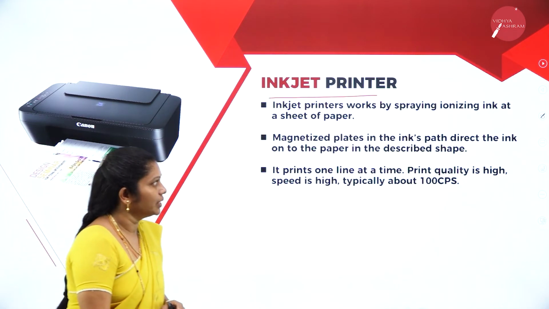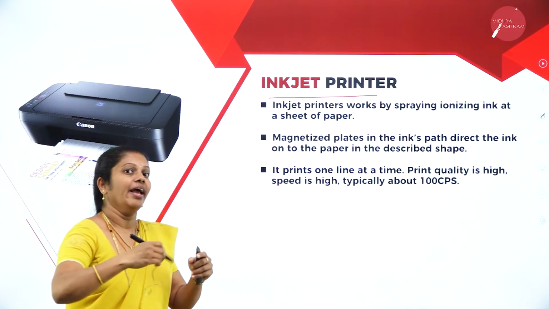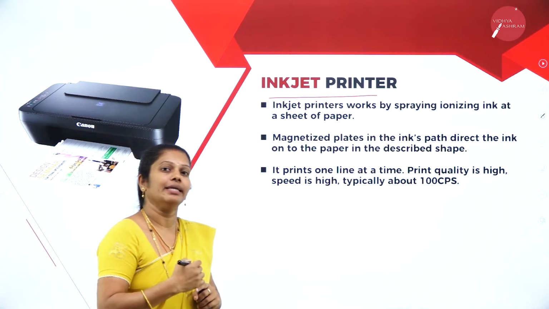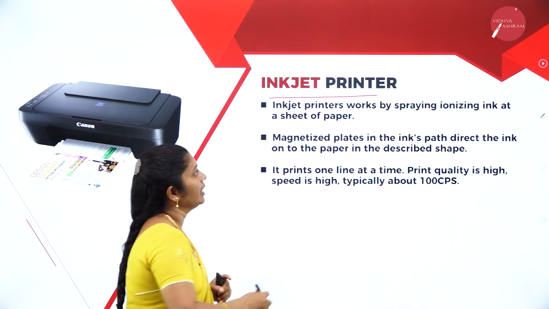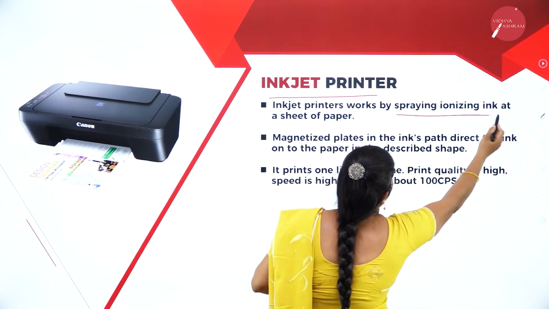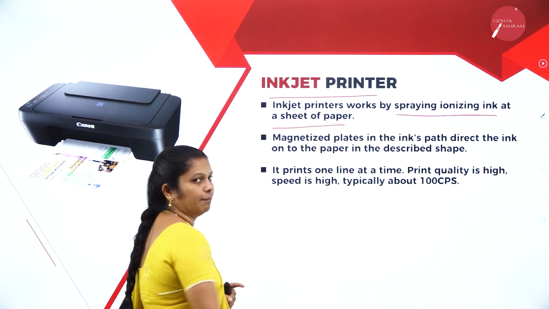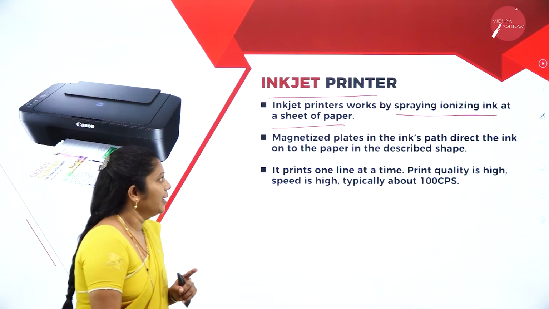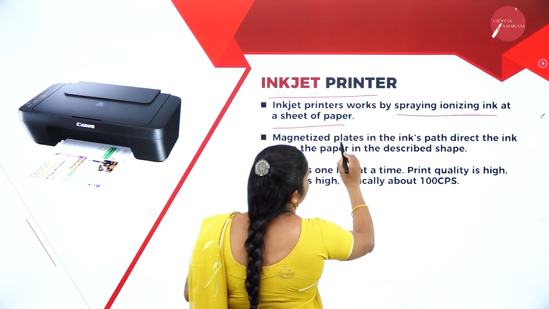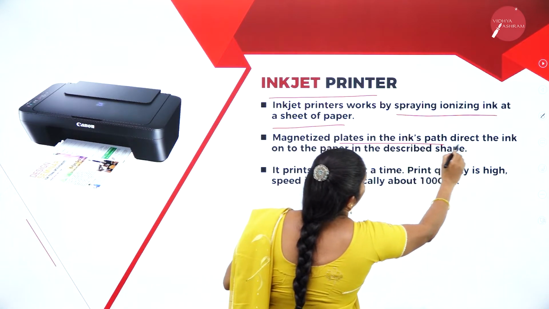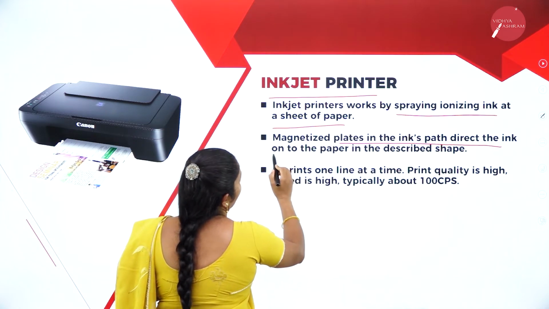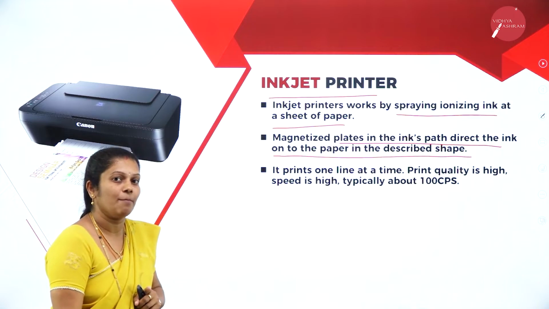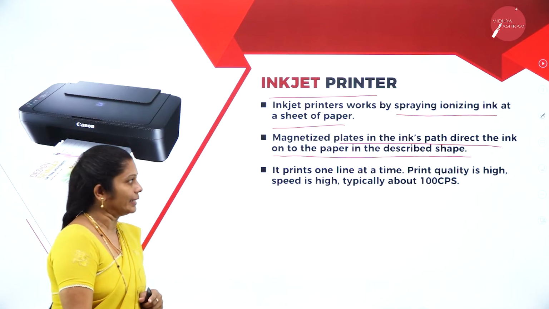An inkjet printer works by spraying electrically charged ink on the paper. By that we can get the images. Especially, it sprays ionized ink at a sheet of paper, and by that images are produced here. Magnetized plates in the ink path direct the ink onto the paper in the desired shapes. Whichever shape we want, we can get that shape here.